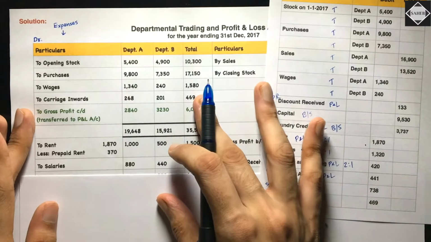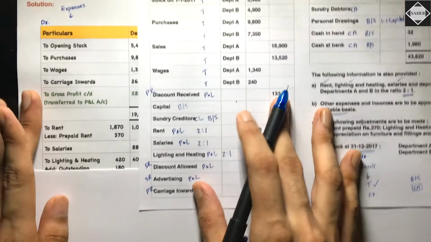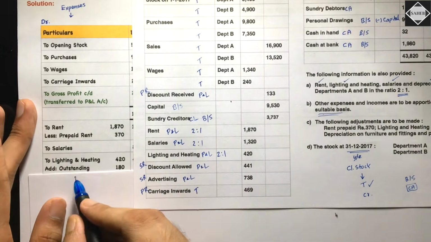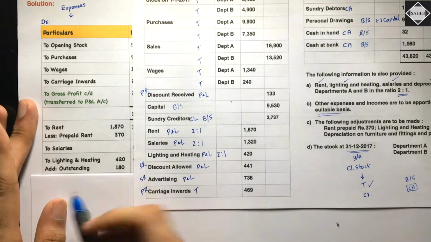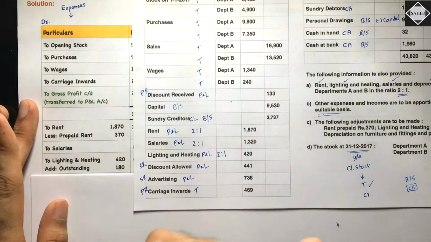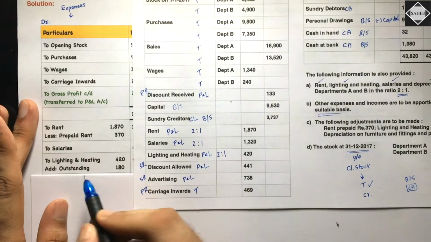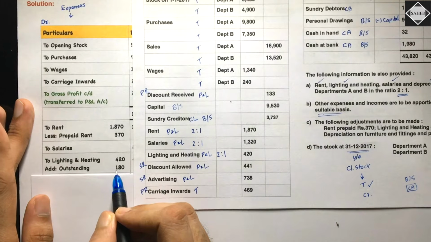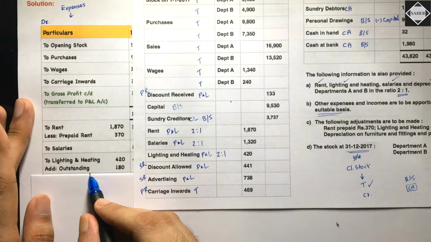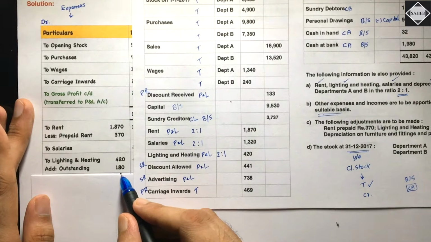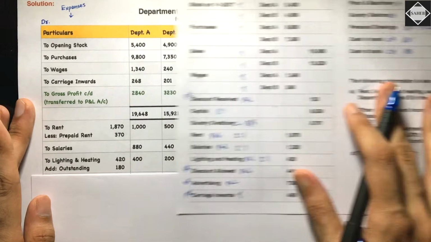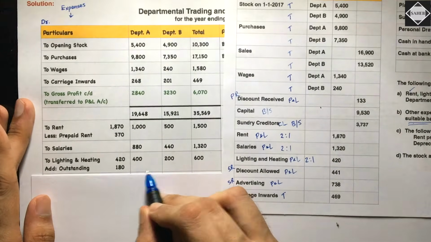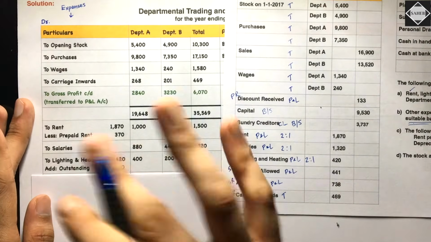See here, lighting and heating, first you will take 420 from the trial balance, and then whatever outstanding expense is there, you will take over here. The expense that we have taken the benefit of but have not paid becomes a liability, a current liability. So 420 plus 180 you have to do. Always remember, prepaid you will subtract, outstanding you will add in P&L, and then in the balance sheet it will be a current liability. Is that clear? So 420 plus 180, that's equal to 600. Then this 600 you will apportion in the ratio 2:1. Is that clear? Simple, easy.